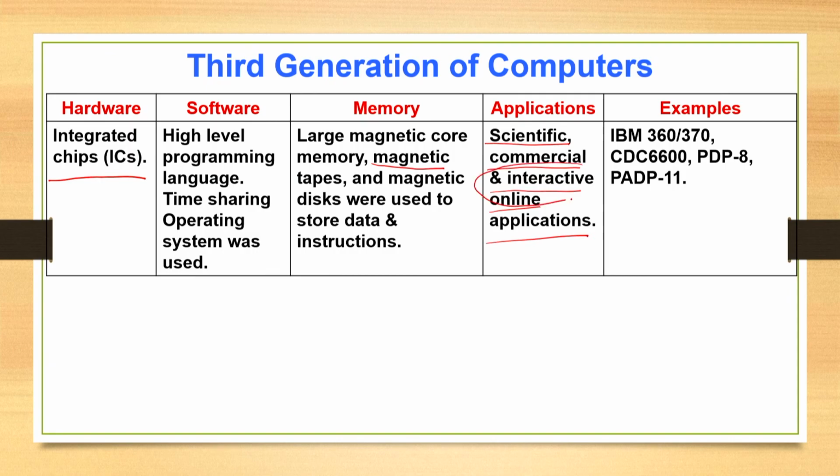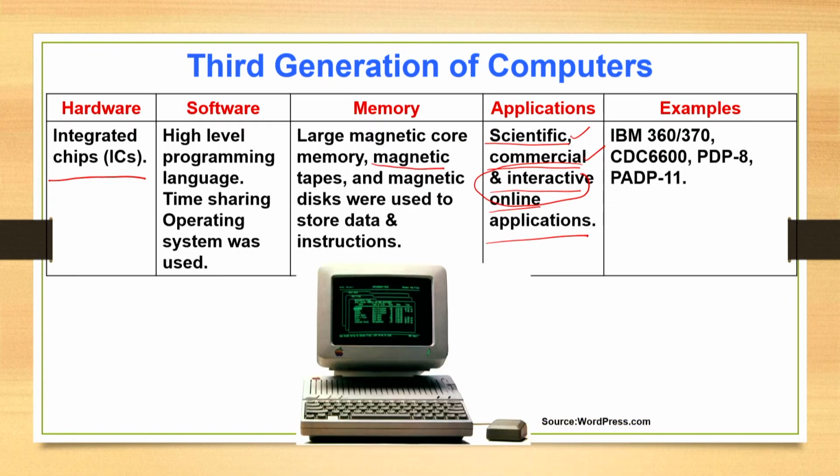So, the second generation was used in scientific and commercial. Now, the third generation can be used for what? In scientific, commercial and interactive online applications. Examples of third generation computers are the IBM 360 or 370 series, CDC 6600, PDP 8, PDP 11. This picture shows a third generation computer. Here you can see that it's a monochrome computer. In those days, the monitor that was used was the CRT.